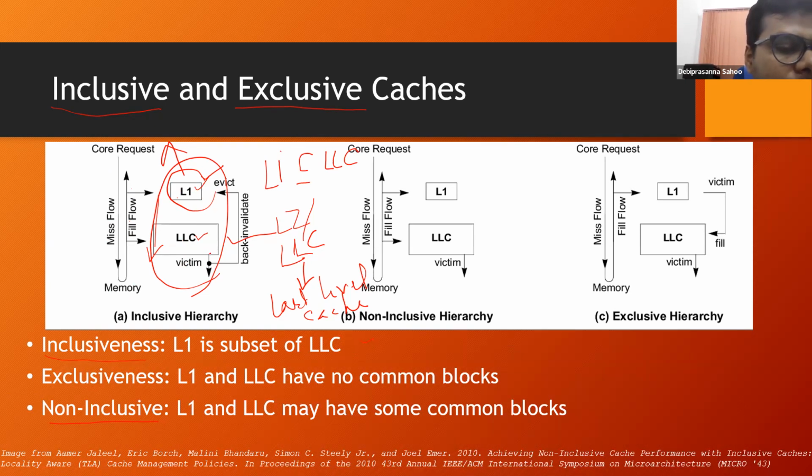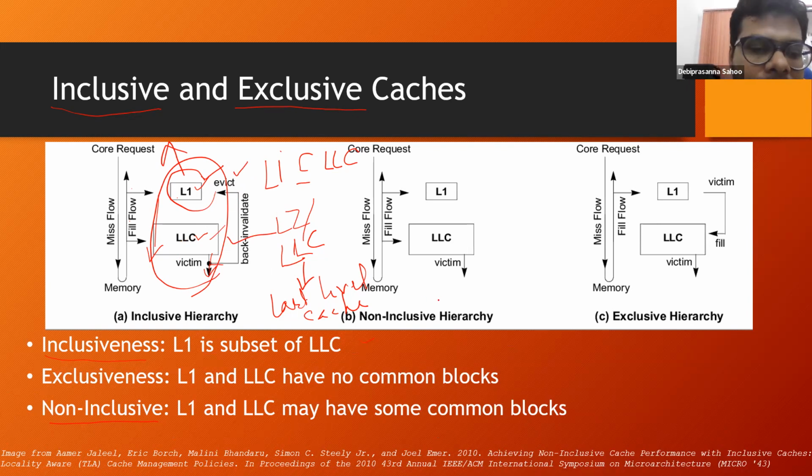And whenever LLC wants to evict something, it has to send a back invalidation, not only to evict the data from the LLC, but also from the L1. So that means that no data can be present in L1 that is not present in the LLC. That is inclusive hierarchy.